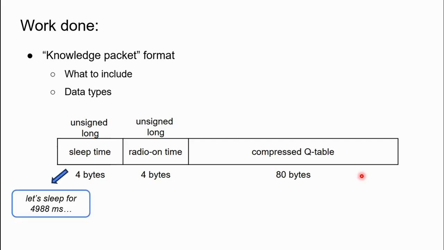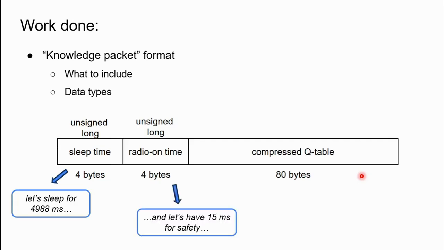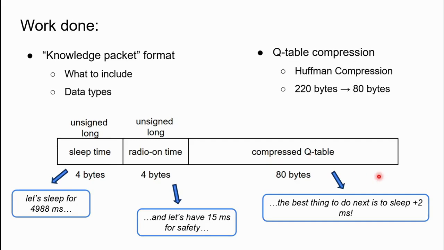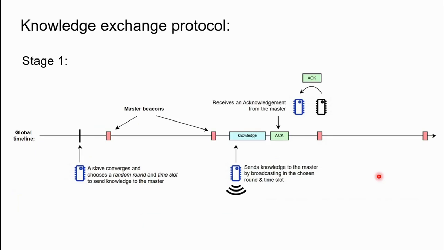On a high level, you can think of them like this. Sleep time says, okay, device, let's sleep for this many milliseconds. Radio on time says, okay, and let's have this many milliseconds for safety as a buffer time. And Qtable says, okay, based on what we have right now, the best thing to do next is to sleep for 2 more milliseconds in the next round. And you may have noticed that it says compressed here because we have applied Huffman compression to compress our table for more efficient transmission and to fit the payload limitations.